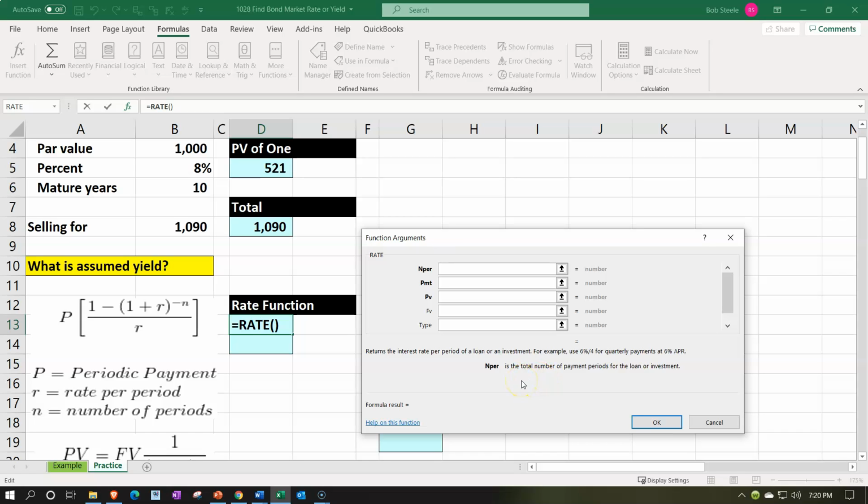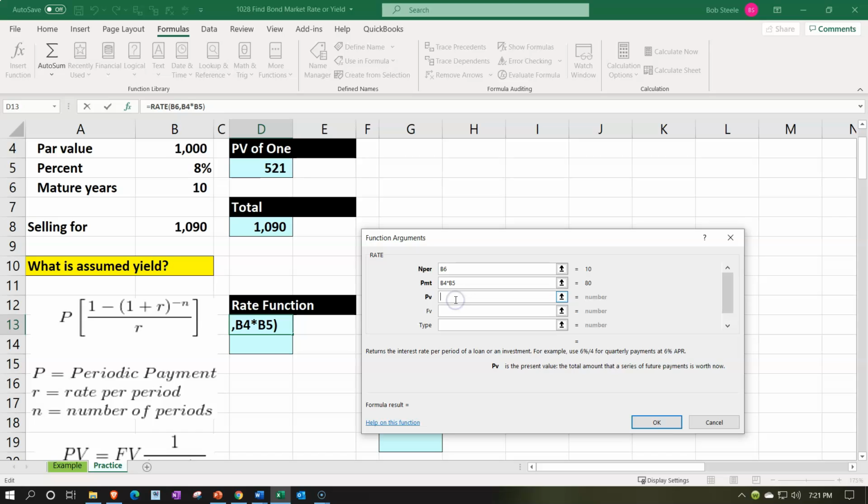So we know the NPER is the total number of periods for the loan or investment. That's straightforward. That's 10. We know that. The payment, the PMT, is the payment made each period and cannot change over the life. So there is a payment. This is the annuity component. That's going to be the 1,000 times the 8%, or $80.